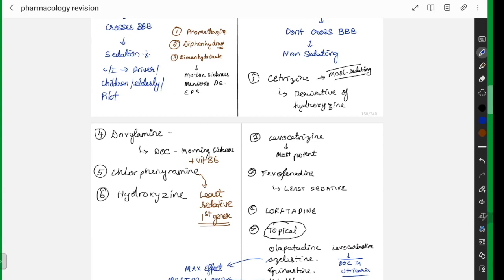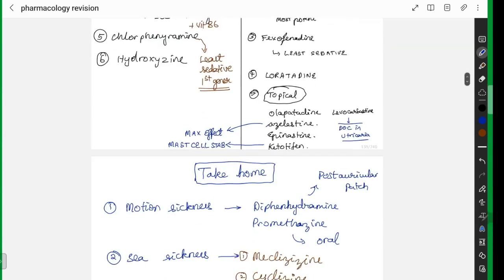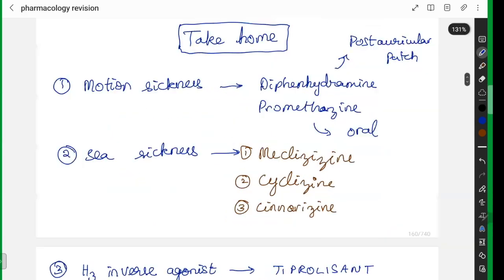H1 blocker. Okay, hope you are clear with the histamine 1 blocker. Clear, right? Afif, Aishwarya, Naveen, are you clear with the first topic, the histamine inhibitor? Okay, next we are going to move towards the take-home message. So what are the take-home messages you are going to take?